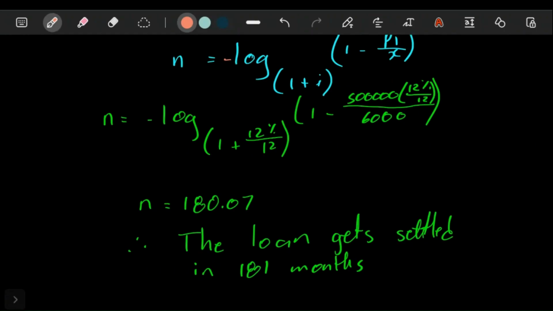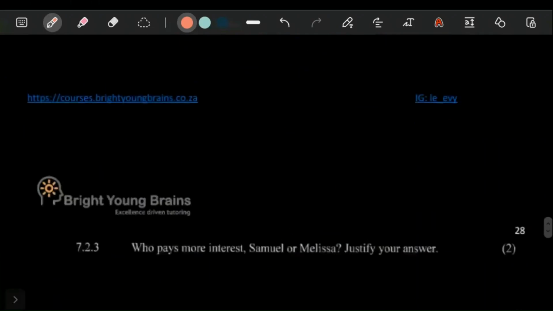So it also just shows that the full payment in the last month was not a full 6,000. It was obviously less. Hence, you have questions where they normally ask you to get the final payment on a loan. So here, let's see.